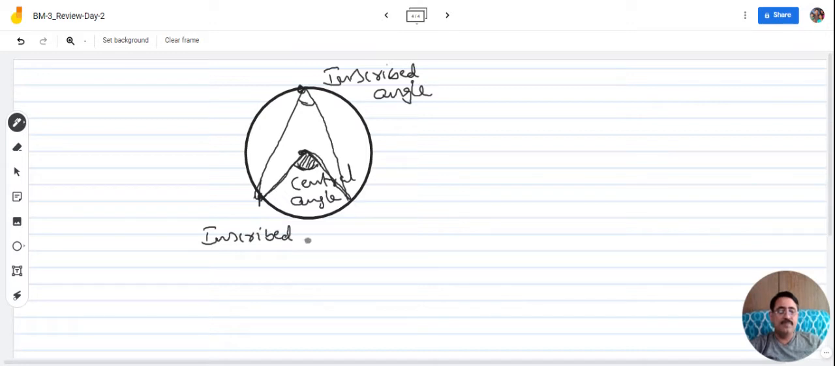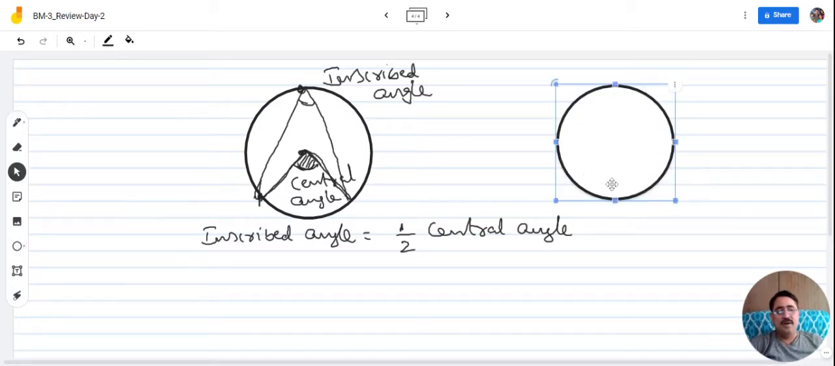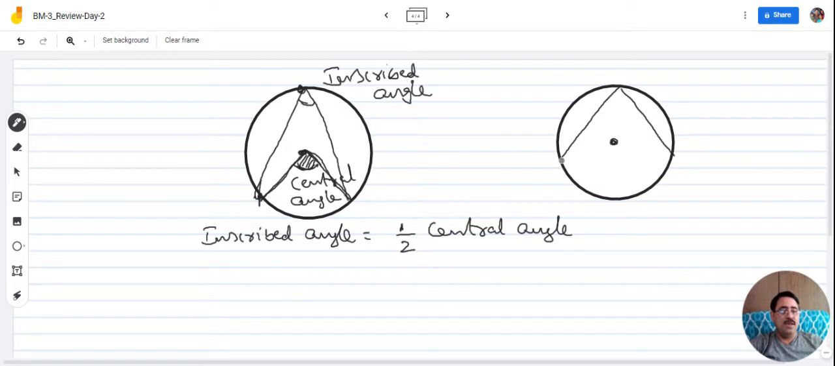Inscribed angle equals half of central angle. This is the rule. So let me give you a quick example. Let's say that a circle is drawn. Then this is the center, and a very simple question I am taking. Say that this one is 160 degrees. What is the measure of the angle here?